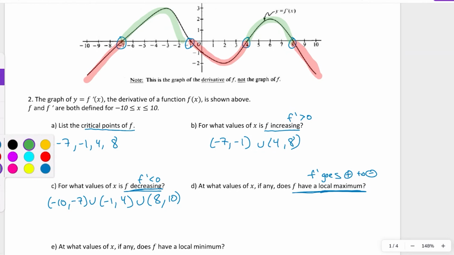And we can see that here at -1, f prime is changing from being positive to negative. And we also see that occurring at x equals 8. So in both of these cases, f prime is going from being positive to negative, so f should have a local maximum. So we're going to say x equals -1 and x equals 8.